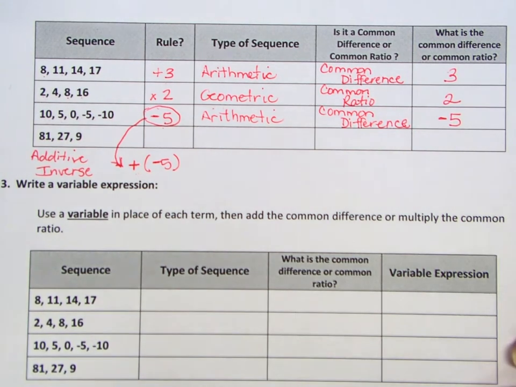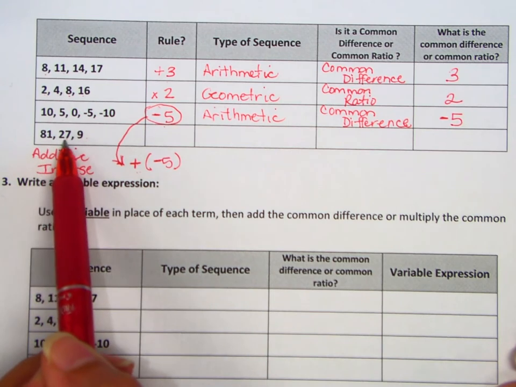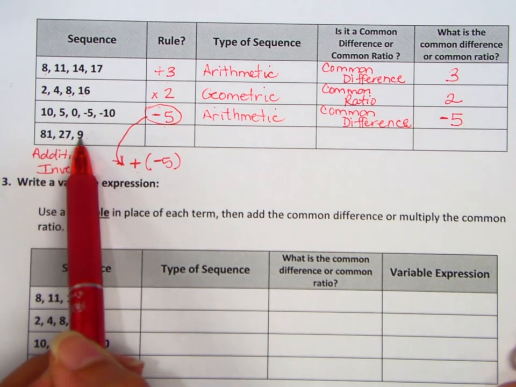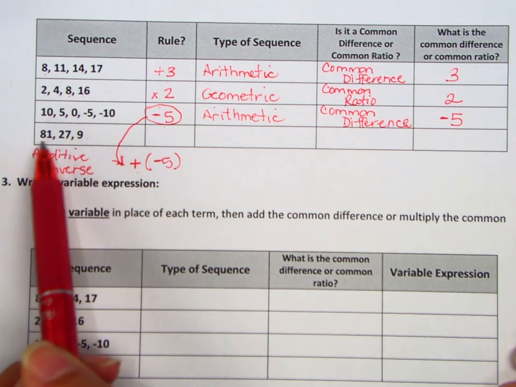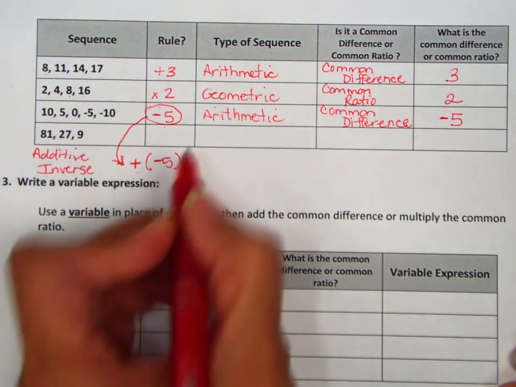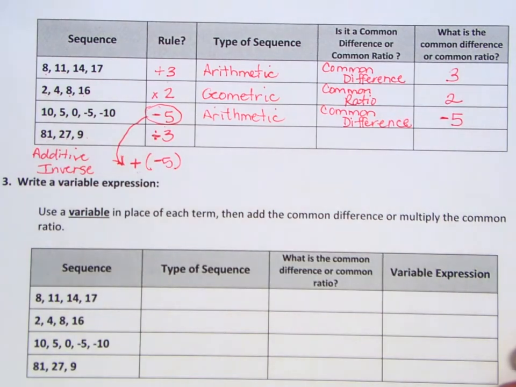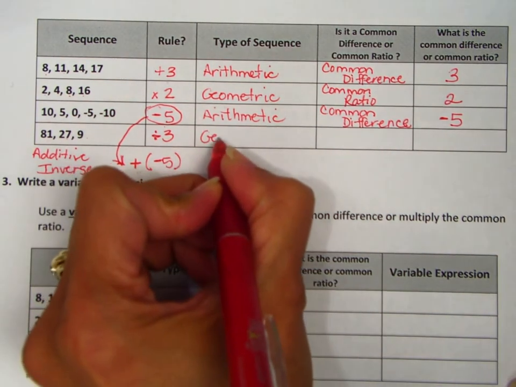And on our last example, again, our numbers are decreasing. So either I'm going to be adding a negative number or I'm going to be multiplying by a fraction. Well, let's see what I've got here. 81 to 27 to 9. There is no adding and subtracting pattern, but I can figure out that if I divide by 3, then I'm going to have the pattern. So this is dividing by 3. So it's a geometric sequence.